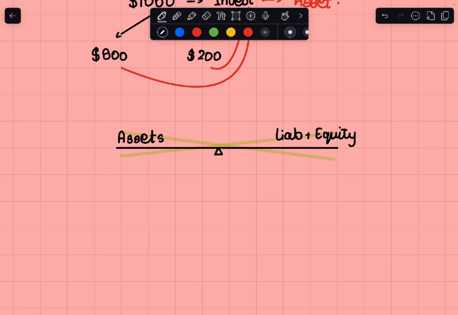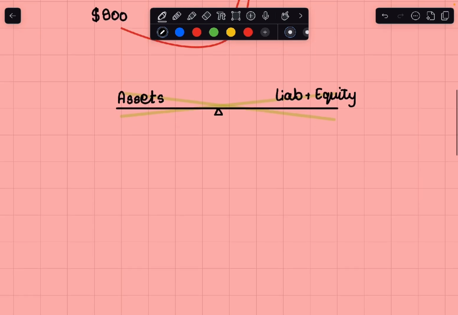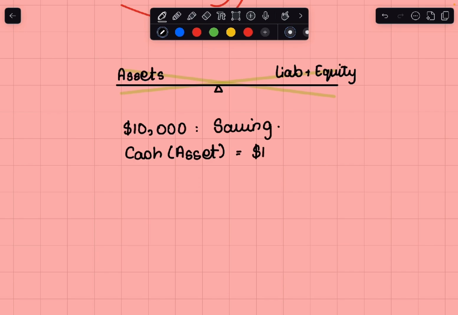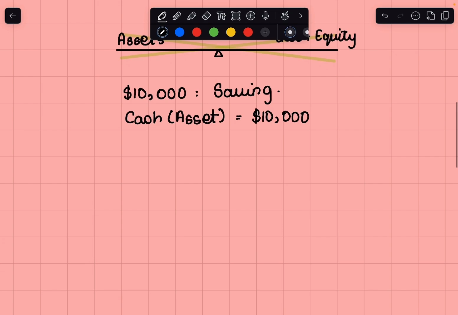Now let's come back to some real life examples. Let's say you start your own online business. You put in $10,000 of your savings into the business. So I'd say your cash, now cash again is a type of asset. So your cash or asset is equal to $10,000. Now this is the full amount which you put into the business. So you aren't really asking anyone to give you any sort of loan. So you owe nothing to anyone yet. So your liabilities in that case come out to be $0.